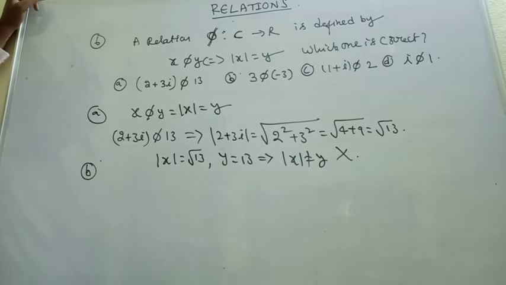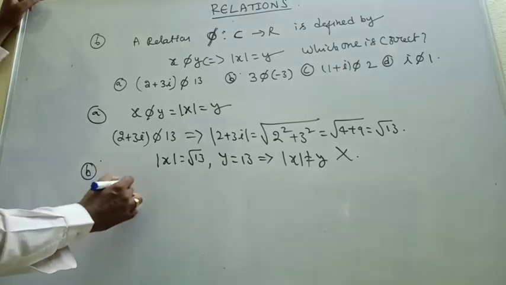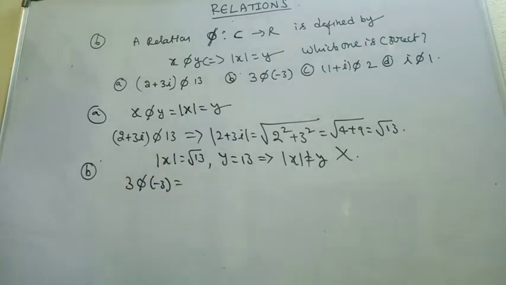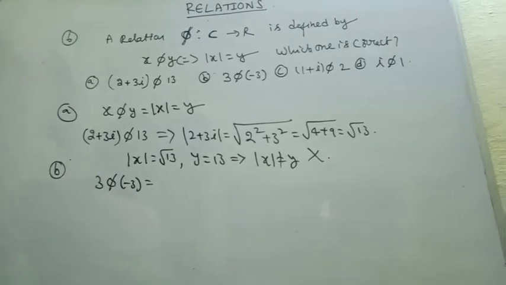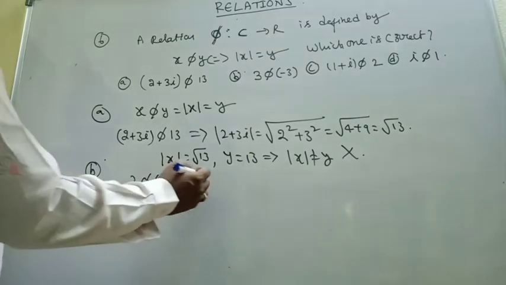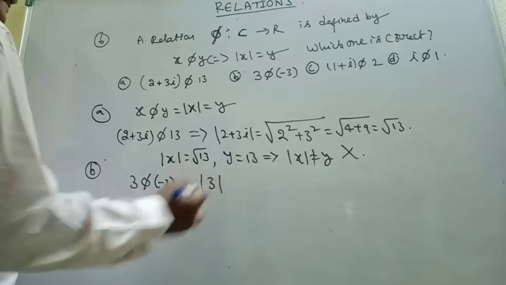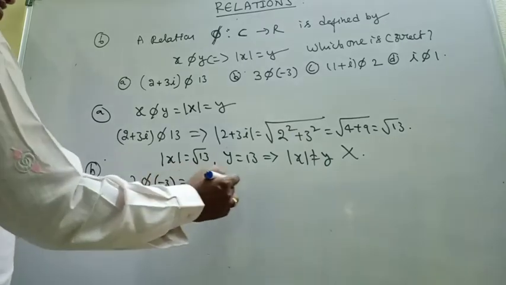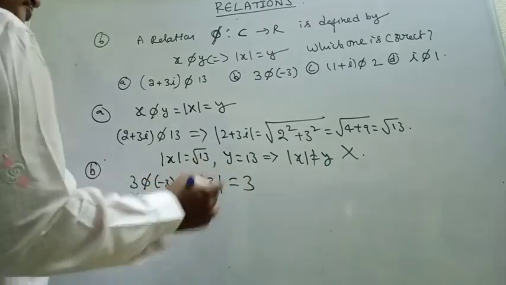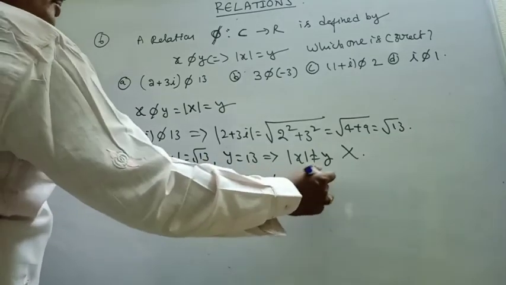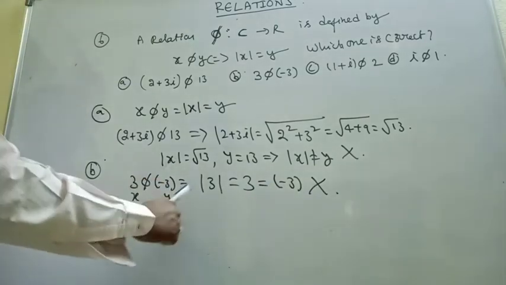Now B, you are having here 3 pi of minus 3. How are we going to do this, 3 pi of minus 3? My dear students, see how we are going to prove this one. This is modulus of 3. Here x is this, y is this, modulus of 3 is 3. Now, can you say that modulus of 3 equal to 3 is equal to minus 3? No, you cannot say. Modulus of 3 equal to minus 3.